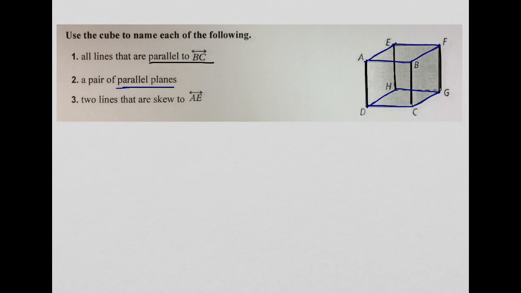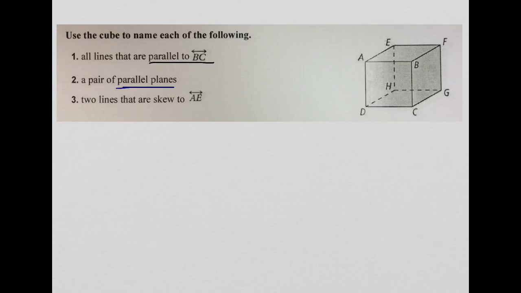Another pair of parallel planes we could look at would be plane ADHE and plane BCGF. And finally, another pair of parallel planes would be EFGH and ABCD.